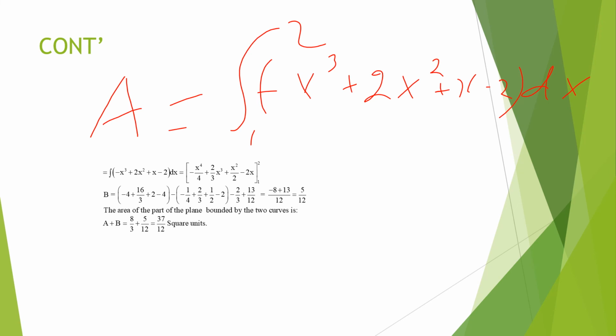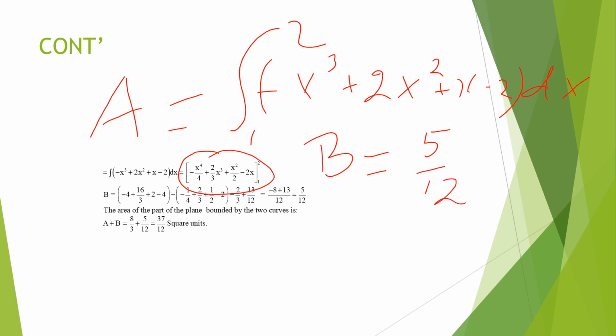As you can see, after calculating, this integral ends up as negative x^4 over 4 plus 2 over 3 x^3 plus x^2 over 2 minus 2x from 1 to 2. After calculating, the area of the region from 1 to 2 will be 5 over 12.